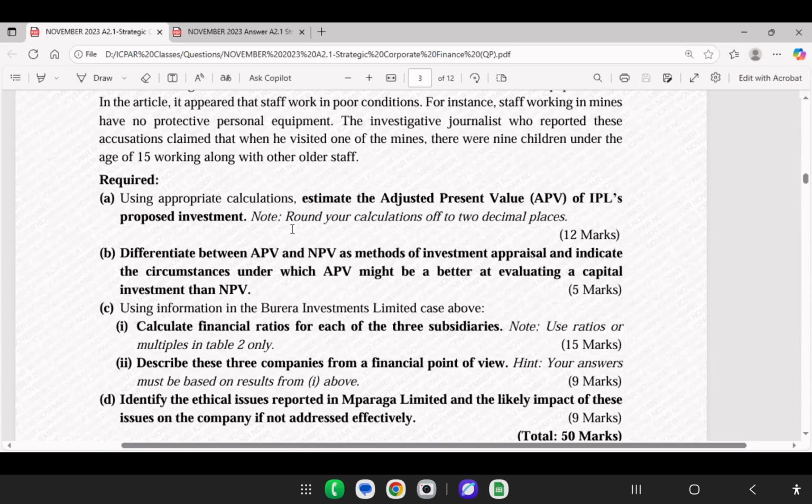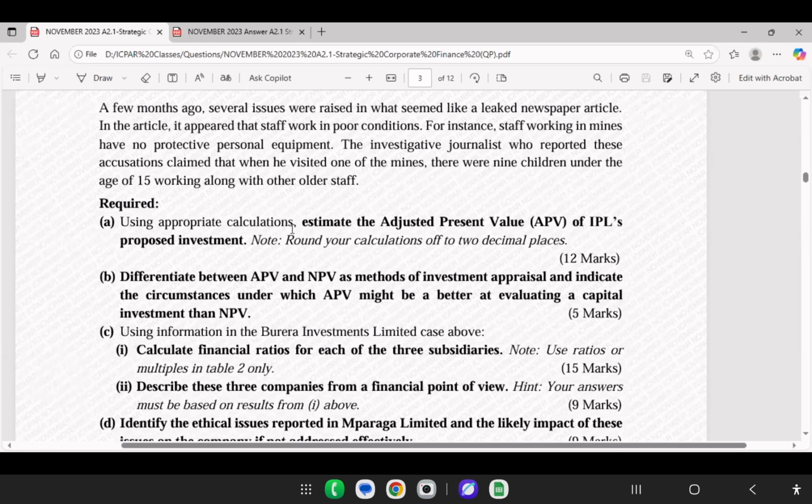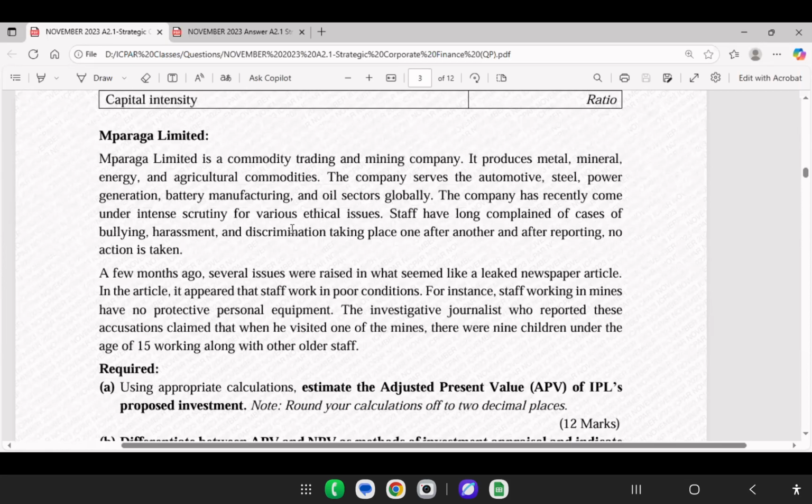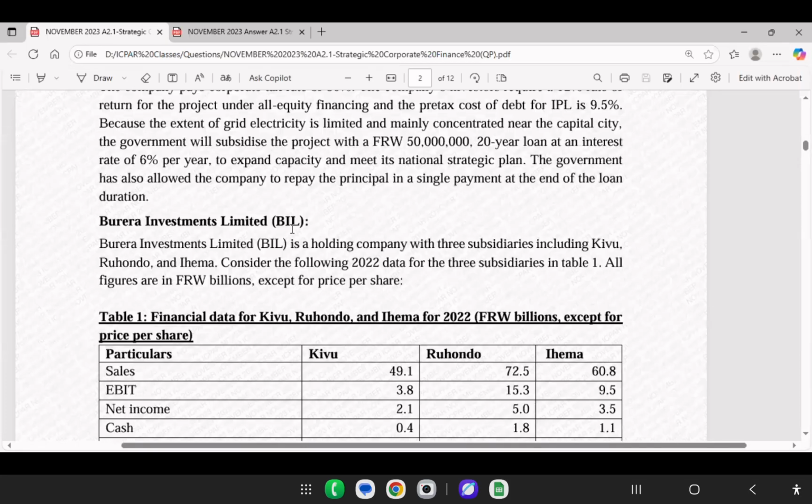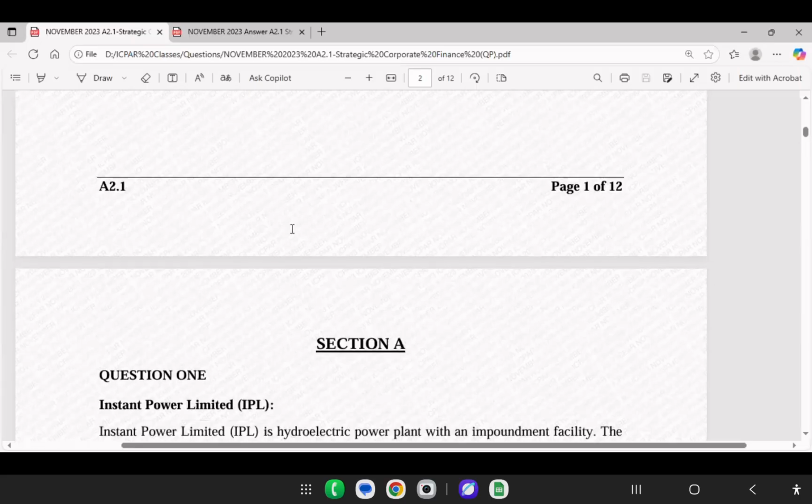Actually, the first question is: using appropriate calculation, estimate the adjusted present value of IPL's proposed investment. Let us start with APV, adjusted present value, but this is on question 1 only, the first company only.